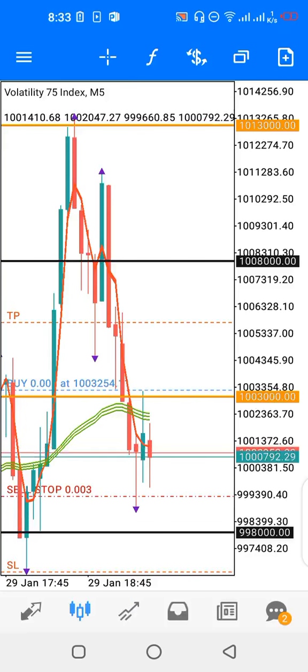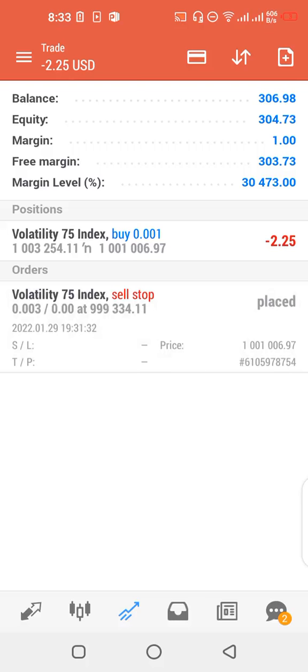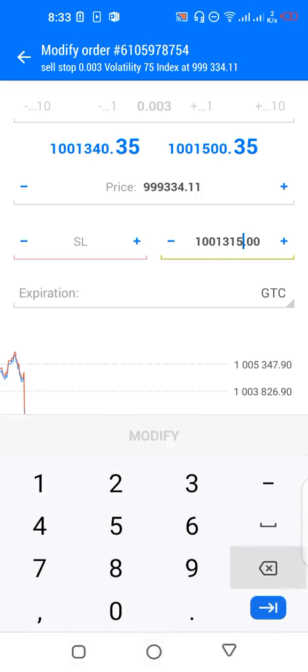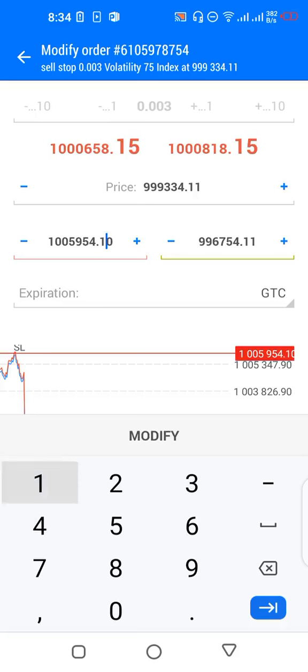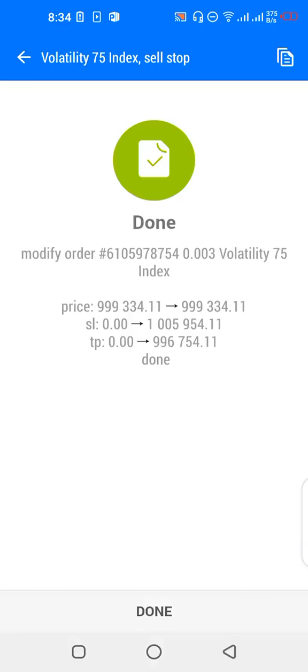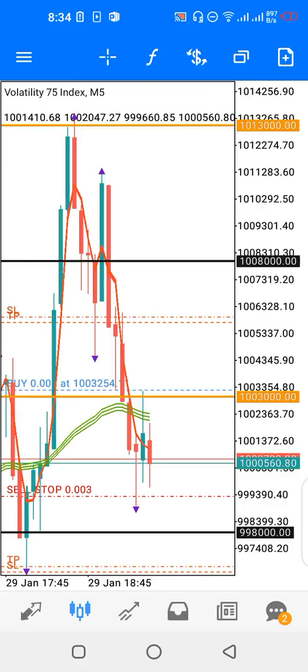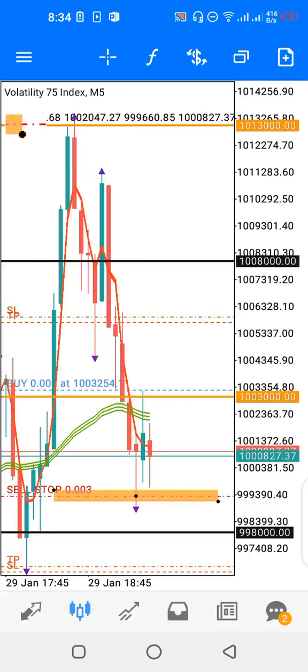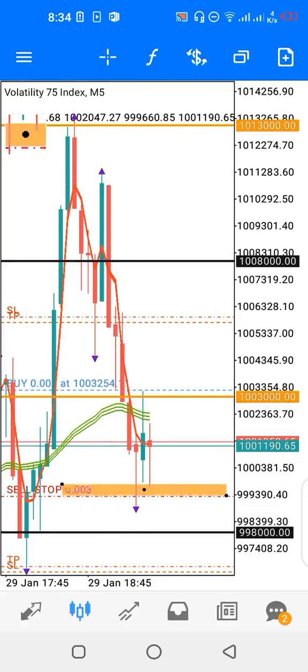All right. Now for the sell stop, I have to set the take profit and stop loss. For the sell stop, the take profit is 996754.11, and the stop loss is 1005954.11. Okay, so I'm just going to wait and see if the sell stop will get triggered. If this is going to get triggered, then I have to hedge.